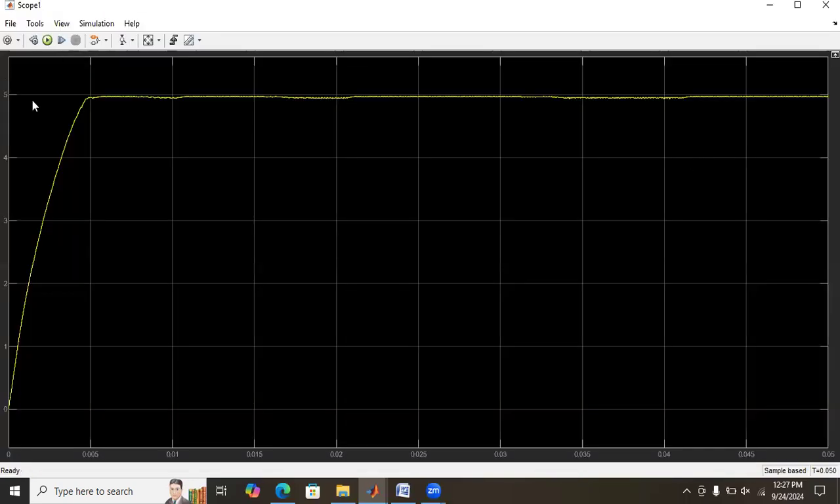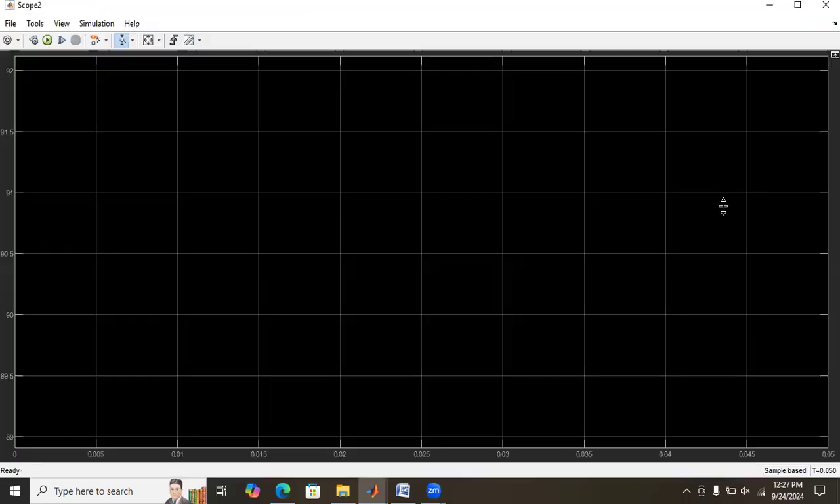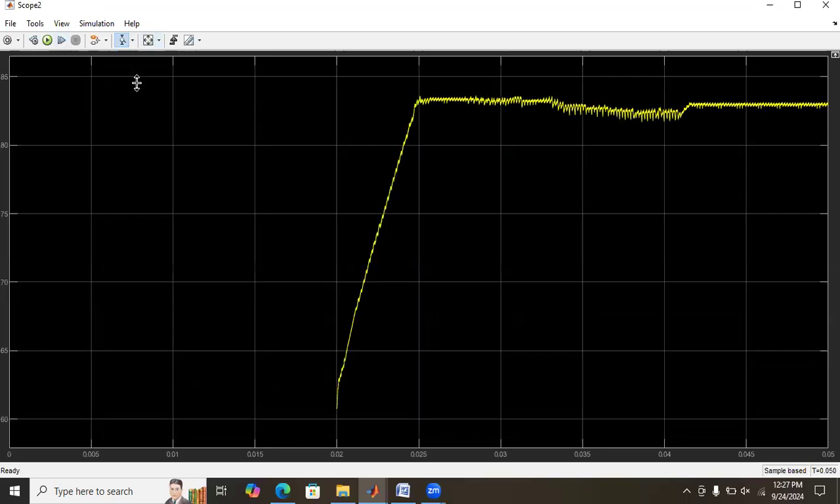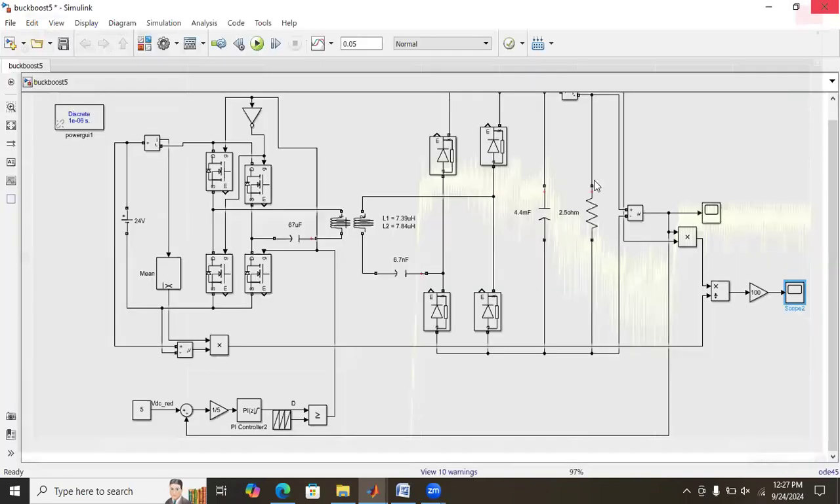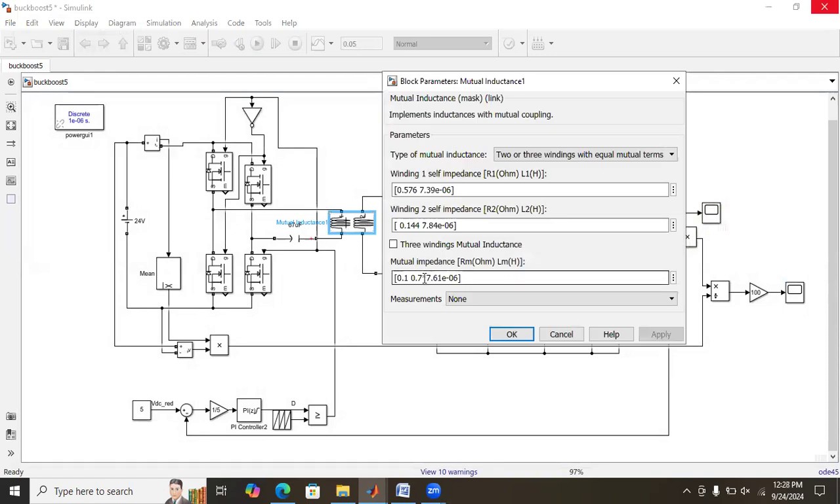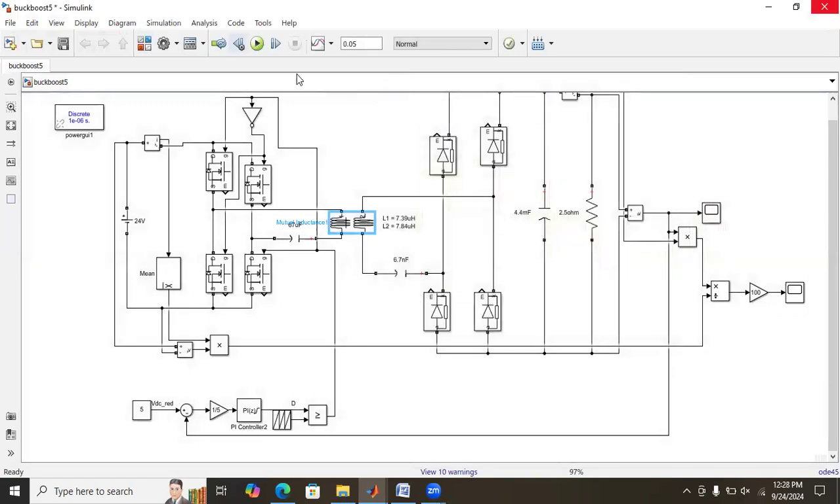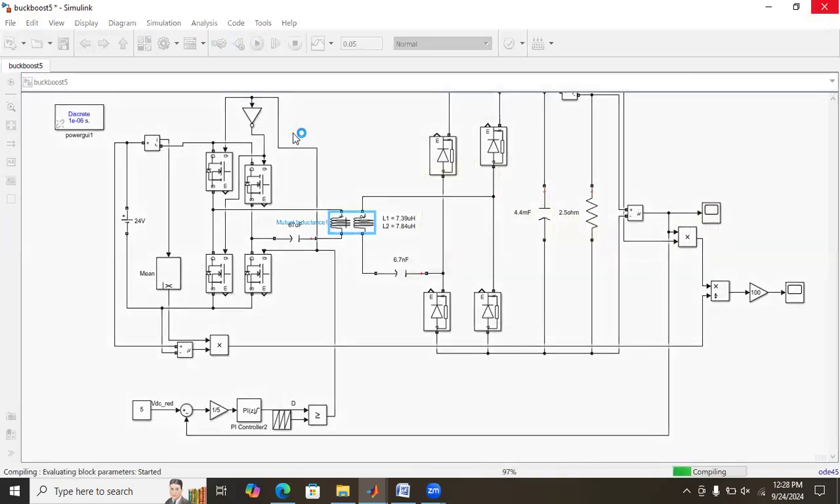Okay, again load voltage, it is around 5 volt here. And the efficiency, it is in the range of 83%. Okay, the efficiency is reduced here to 83% when we change the coupling coefficient to 0.7. Now again we will change it to 0.5. Again we will run the simulation.